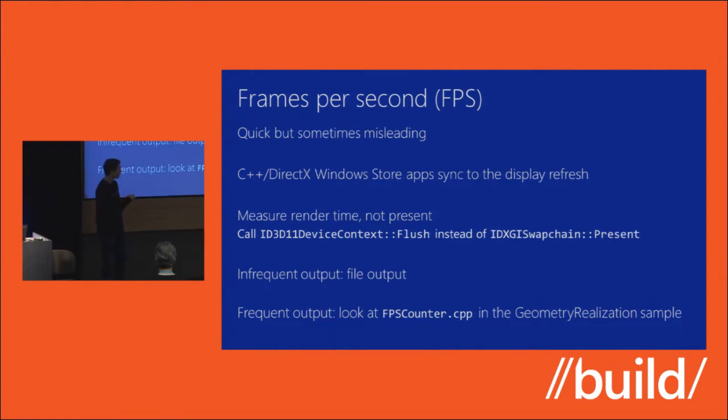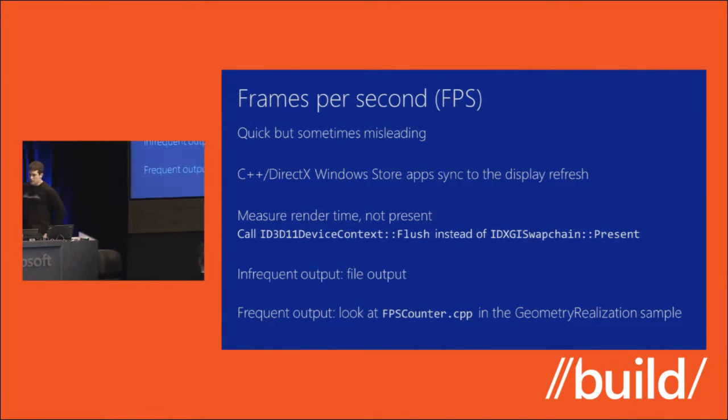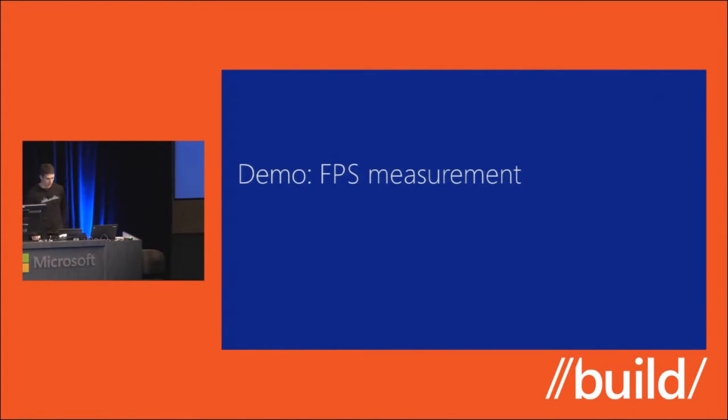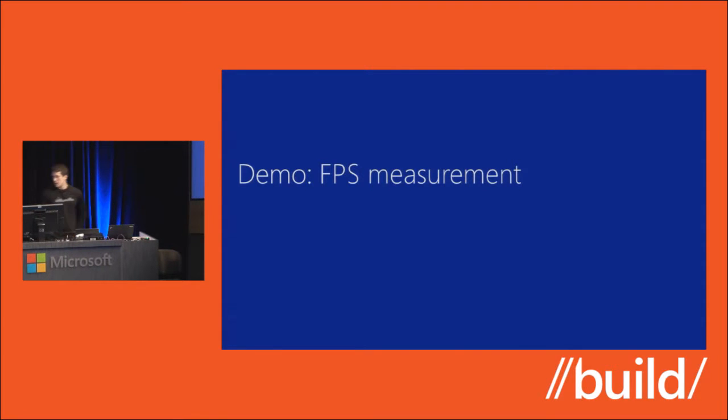I recommend you look at the geometry realization sample. It's available on MSDN. You can search for it. There's also a link later in resources. Inside that sample, there are a couple files, fpscounter.cpp and fpscounter.h. Those files will tell you how to cache text rendering so that you can have a really efficient bitmap blit on screen of things like FPS or other statistics you're trying to accumulate in your application. So I actually have a brief little demo here, and we're going to use this a couple times in the talk.